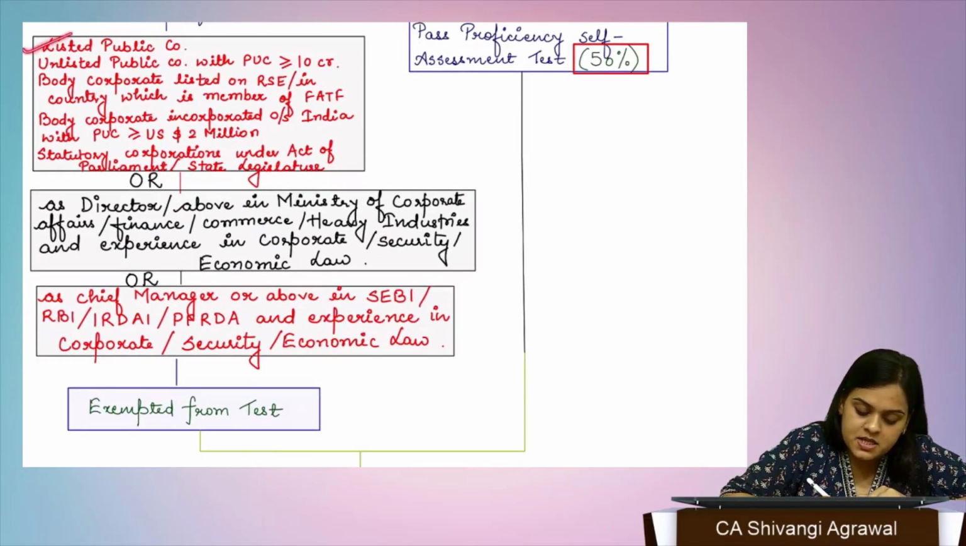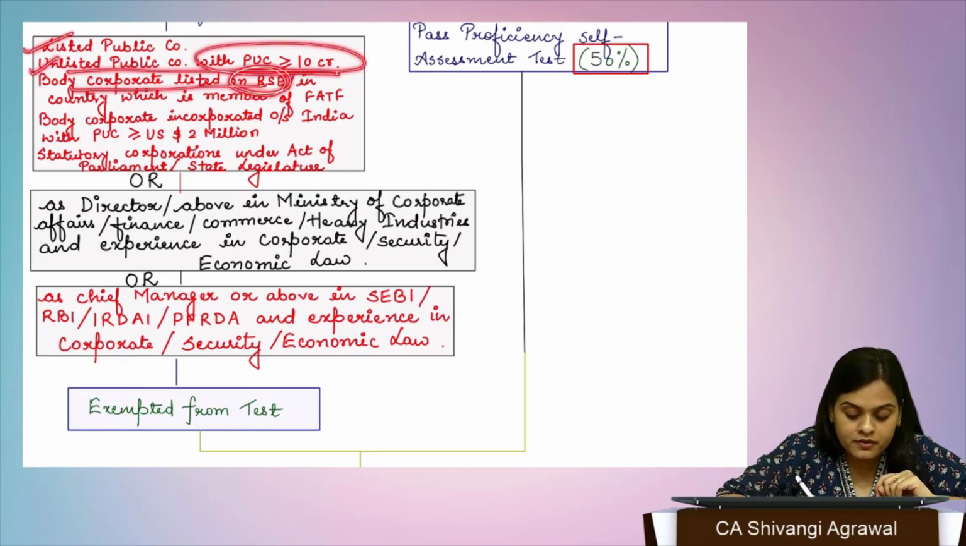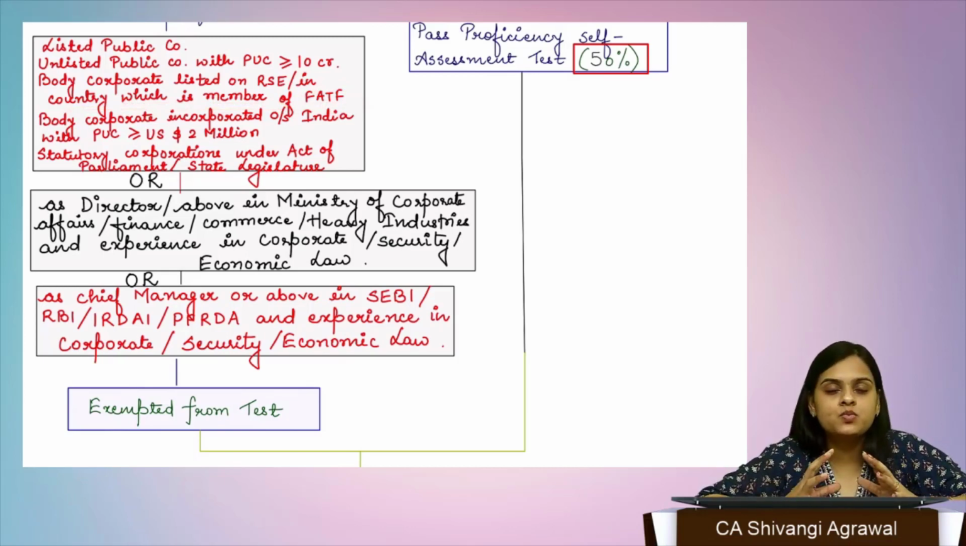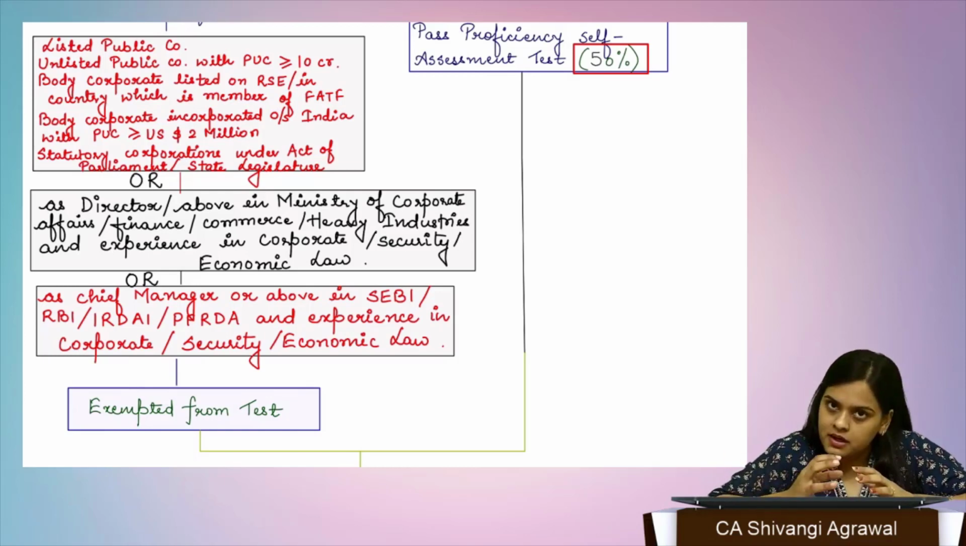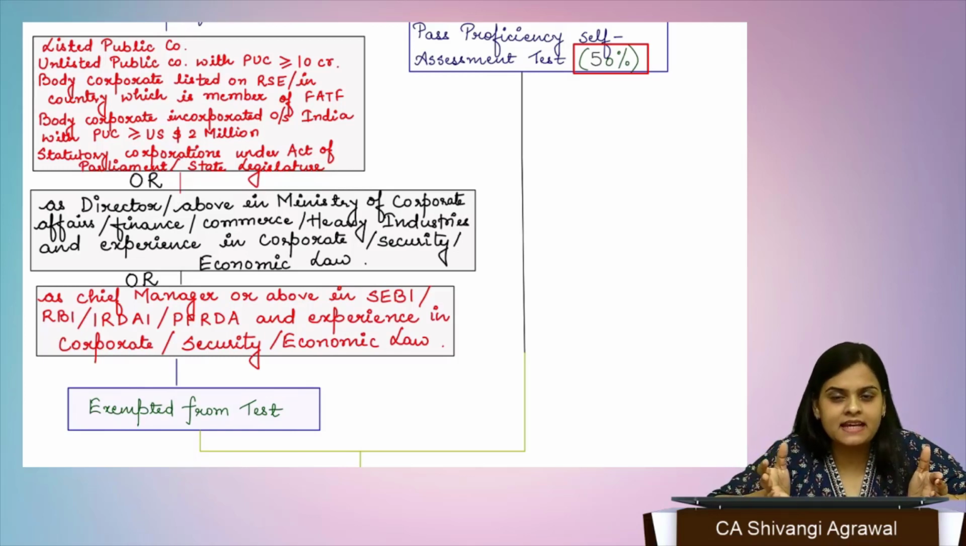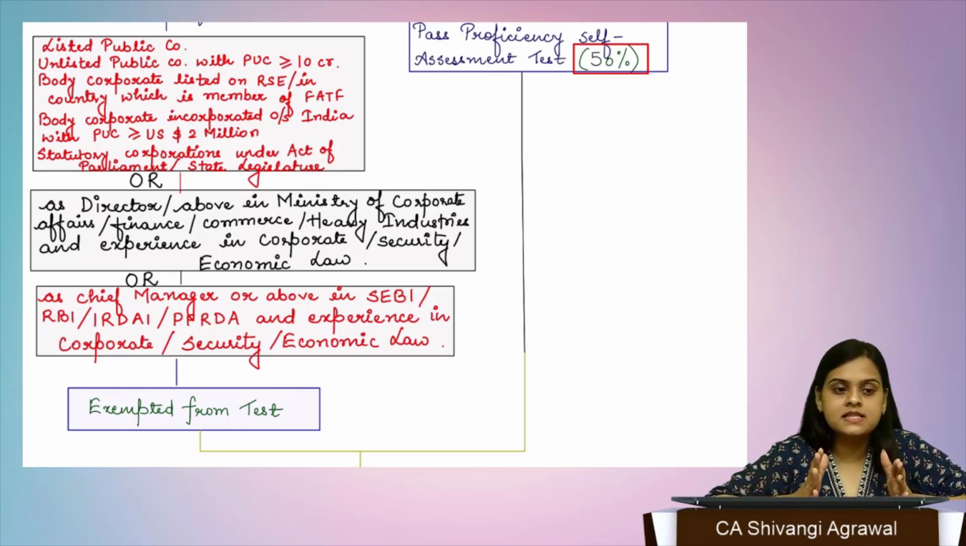And so, listed public company, unlisted public company which had a paid up share capital of 10 crores or more, body corporate which is listed on a recognized stock exchange in a country which is a member of FATF, right? See, we have some countries which are FATF compliant countries, Financial Action Task Force, who work together on combating the issues of terrorism, PMLA, money laundering and all that, right? So they have strict laws.